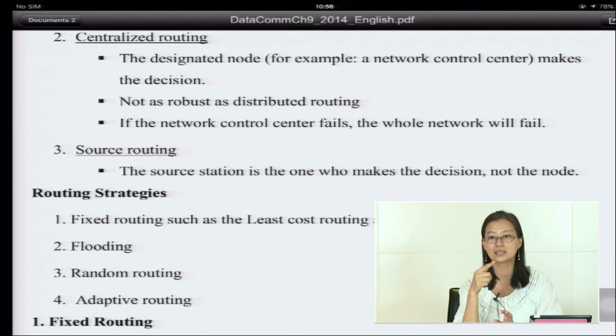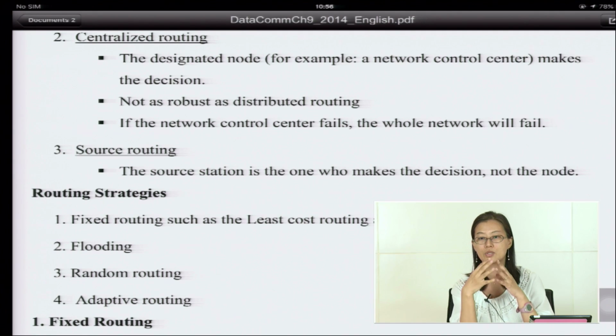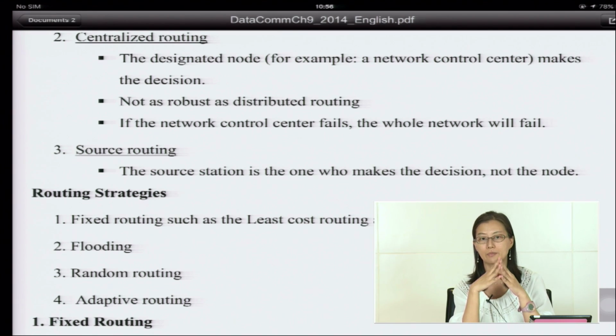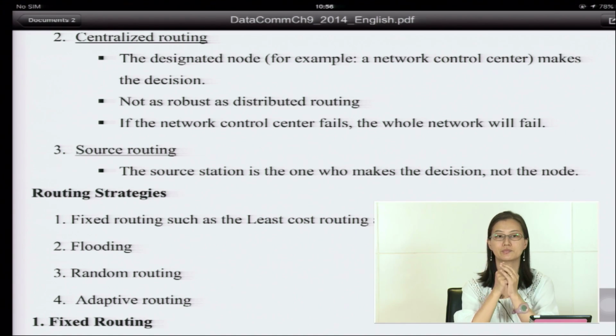But if you ask the taxi to make the decision, you say, I don't know how to go there or which is the best way to go. So please take me to Kasetsart University from my home, for example. In this case, it is distributed routing, because the taxi is the one who makes the decision.